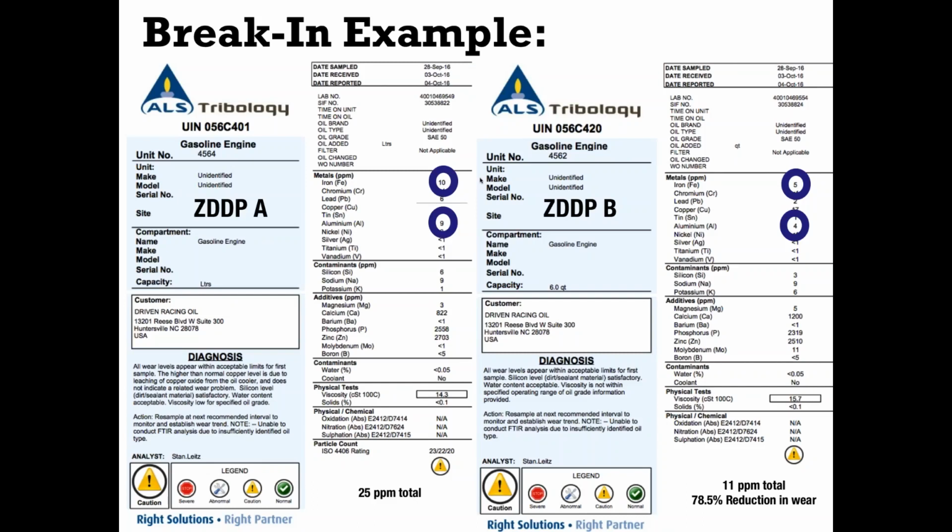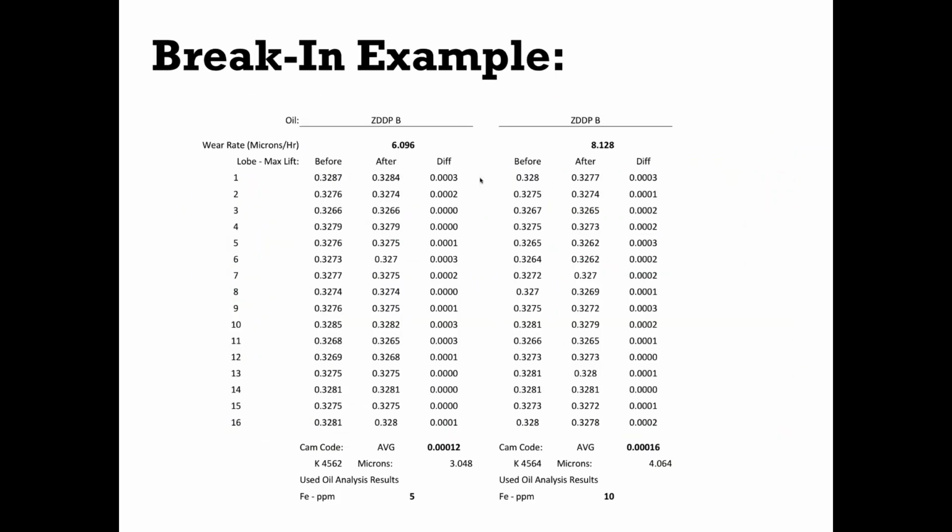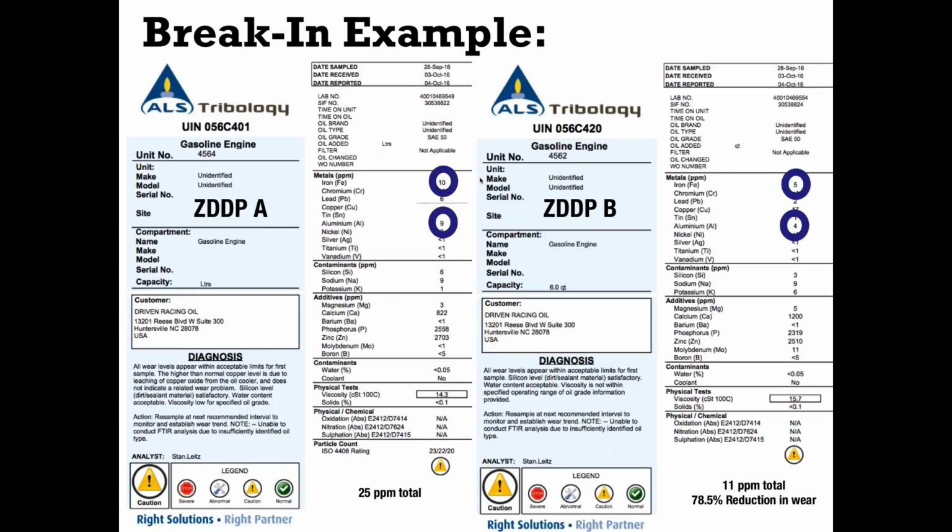So the whole point is you've got 3 different tests. All 3 have directionally the same results, right? ZDP-A versus ZDP-B, you can visibly see a difference in the smaller wear scar with ZDP-B. Same thing when you look at the ADCO cam measurement, and then the used oil analysis measurement backs that up. Again, that layering effect of building one off the other gives you real confidence that ZDP-B is better than ZDP-A, right?